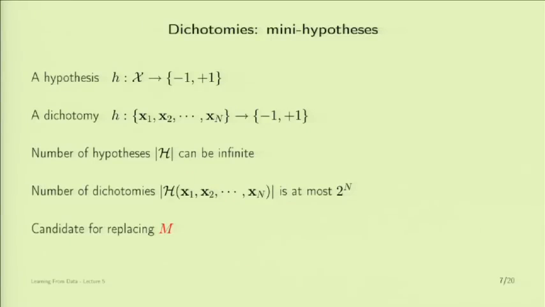At most 2 to the n. If capital H is extremely expressive, it will get you all 2 to the n. If not, it will get you fewer than 2 to the n. So I can start with the most infinite type of hypothesis set, and if I translate it into dichotomies, I have an upper bound of 2 to the n for the number of dichotomies. So this thing now becomes a candidate for replacing the number of hypotheses. Instead of the number of hypotheses, we are talking about the number of dichotomies.